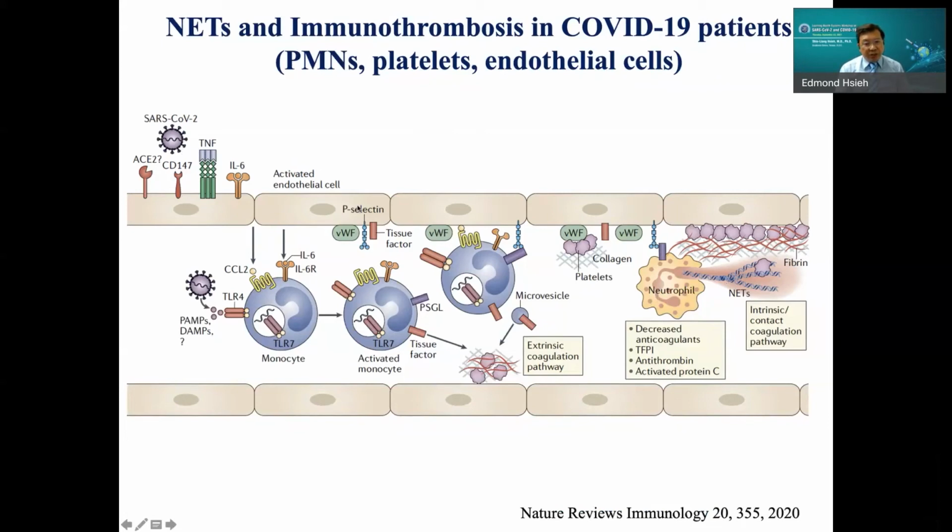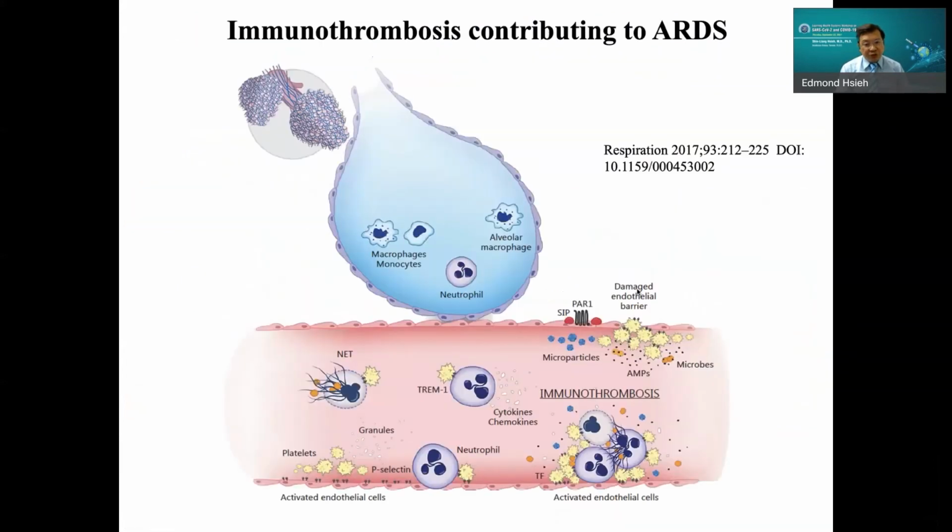In addition, the endothelial cells are also activated, and they will produce factors like VWF to activate platelets. In addition, the neutrophil also produces tissue factor. So the interaction between these cells will cause more severe immunothrombosis. So it's believed that immunothrombosis is the key factor contributing to ARDS and the chronic lung inflammatory reaction.